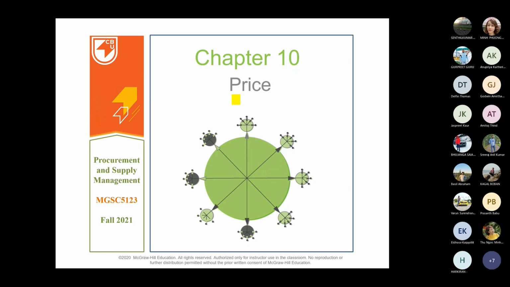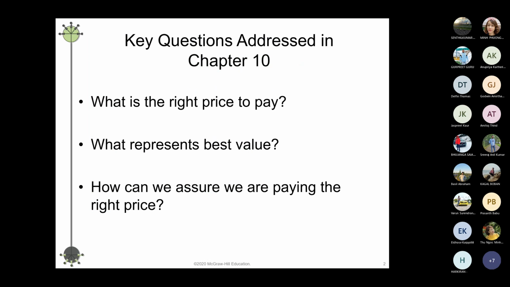So another important topic that we covered in this course was the importance of price. And this is one of the criteria in order to decide if we should go with the supplier or not. This is a traditional one.